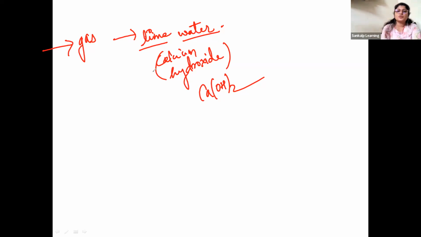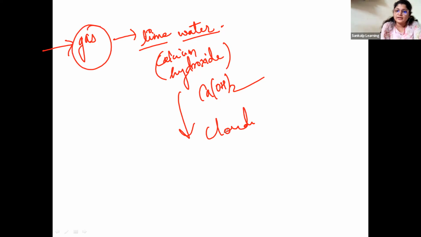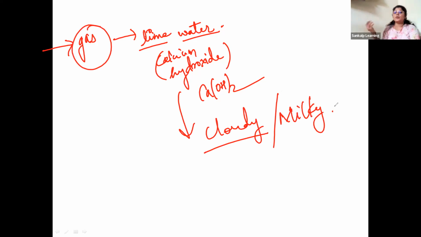So the gas which is liberated can be tested. How can it be tested? By passing it into lime water, that is calcium hydroxide. When you pass this gas into the lime water, it turns cloudy, or milky. How clouds appear, white, right? Otherwise this lime water will be like clear water.